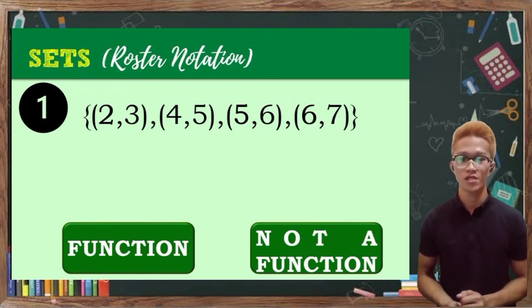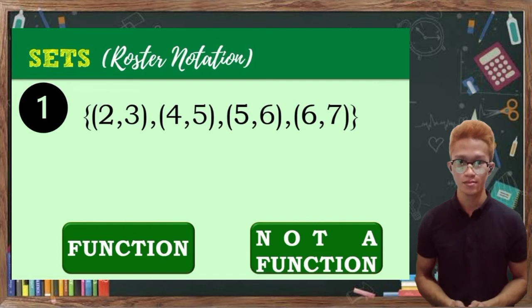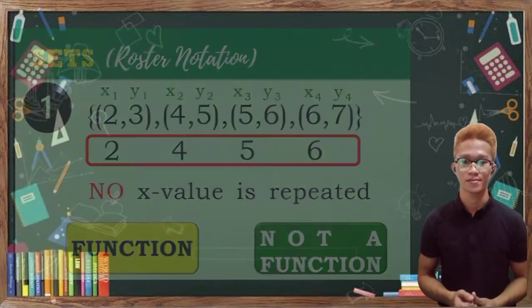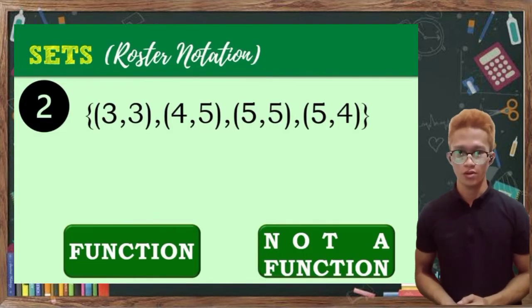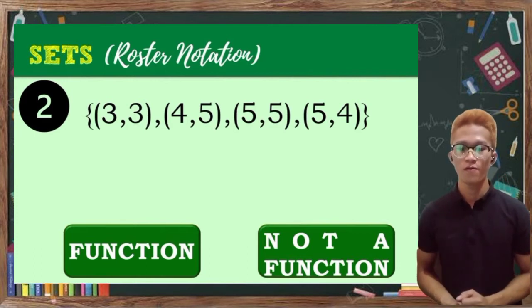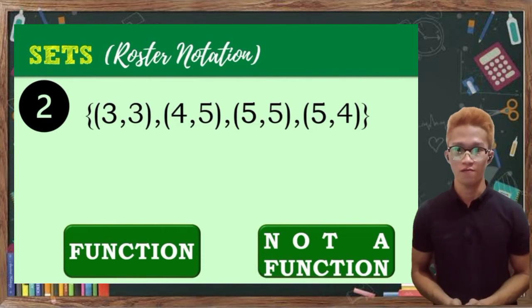First example, we have the set of (2, 3), (4, 5), (5, 6), and (6, 7). Now, can you identify if this is a function or not a function? Very good. This is a function because there is no element of x that was input with two elements of y. Okay, second example. We have the given set of (3, 3), (4, 5), (5, 5), and (5, 4).